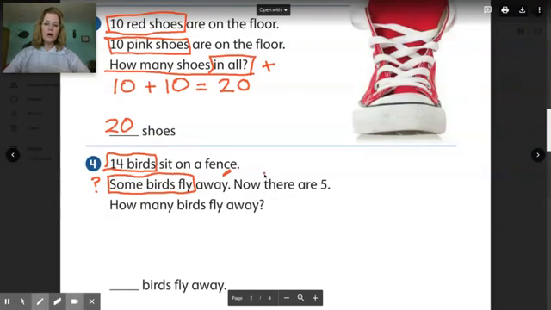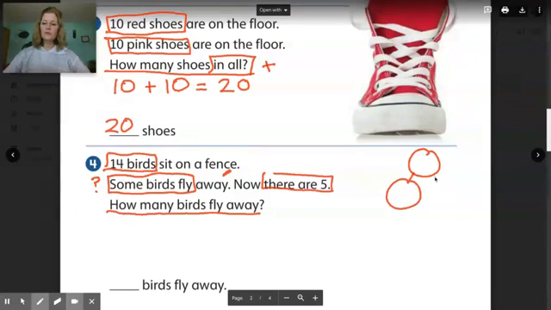And now there are 5. So there were 14 birds. Some of them flew away, and now there's 5 left. How many birds flew away? So you know so many different ways. But let's think about our number bond first. Okay. And let's think about our number sentence. 14 birds, some flew away. We know there's subtraction, and we know there are 5. 14 birds, take away some, right? And after those birds fly away, how many are left?